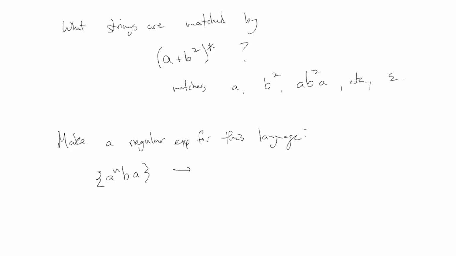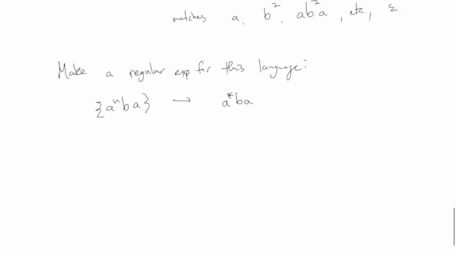Yeah? A star BA. A star BA, yeah. Can you just change all the N's to stars? The answer is kinda. This is a very simple one, and so yeah, that ends up being true. Some repetition of A's, followed by B, followed by A. Yeah, that's all there is to it. Great. How about, let's make it a little more interesting. How about a to the n BA, where n is greater than or equal to 1?